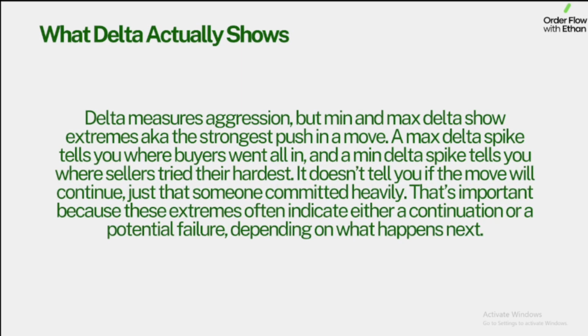Delta measures aggression, but mean and max delta show extremes, aka the strongest push in a move. A max delta spike tells you where buyers went all in, and the mean delta spike tells you where sellers tried their hardest. It doesn't tell you if the move will continue, just that someone committed heavily. That's important because these extremes often indicate either a continuation or a potential failure, depending on what happens next.